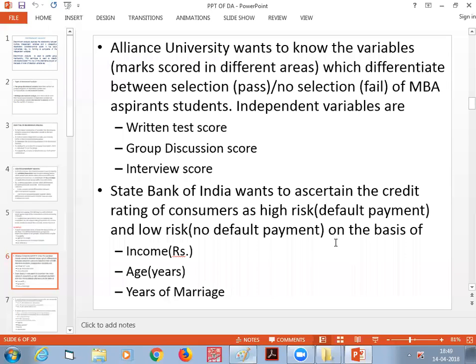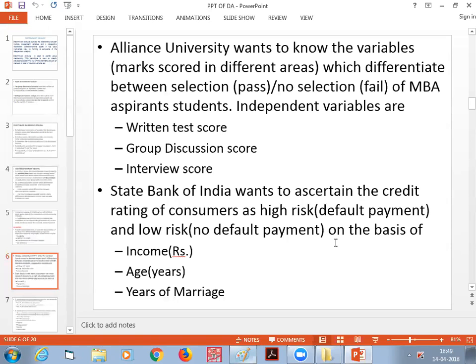So another example I am taking: suppose the admission in our university for any course, let us say MBA course. How are they making admission? Based on the written test score of a student, the group discussion score, and then the interview score. Clear? So now we can classify whether the person aspiring for MBA in our university can be selected or not be selected, whether he comes under the first group or in the second group. So we can use the discriminant model, meaning for pass or fail.